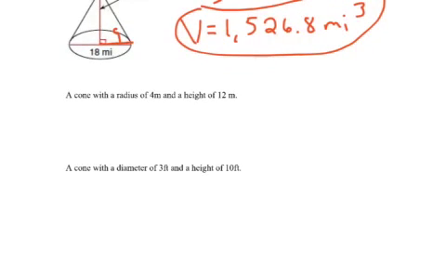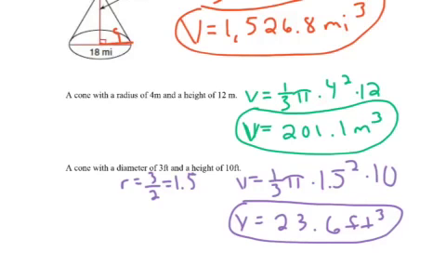Why don't you try to do the last two on your own and then press play whenever you would like to check your work. Okay, so your answer for this problem, I gave you the radius and your height, so you literally just had to plug it correctly into the formula. You should have had 201.1 cubic meters.